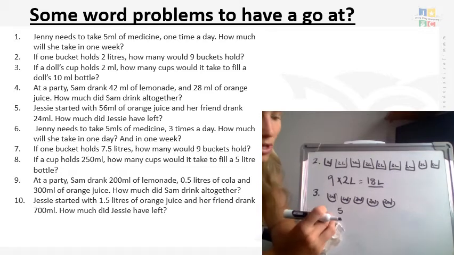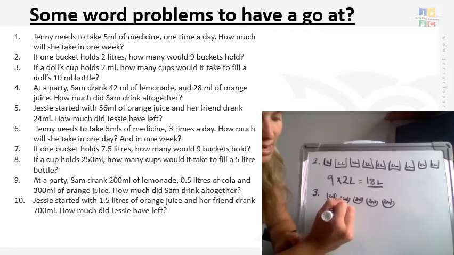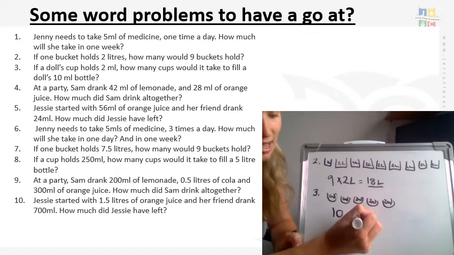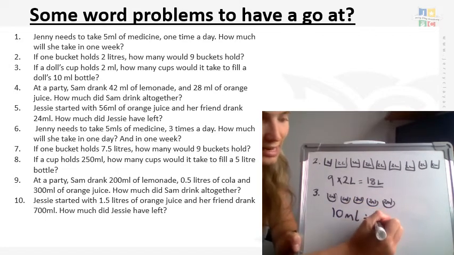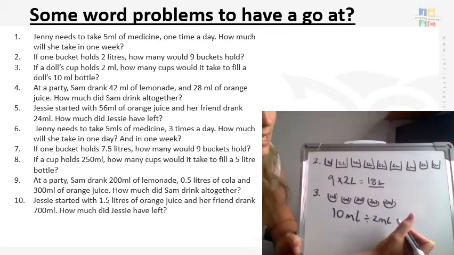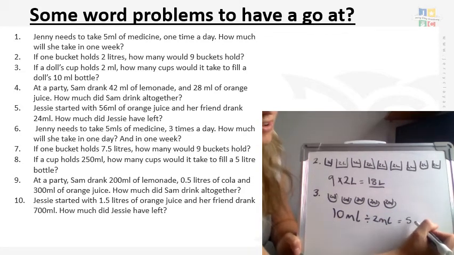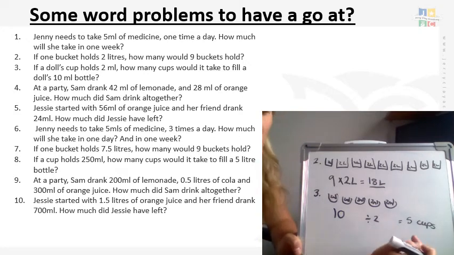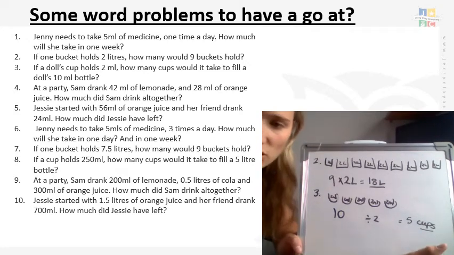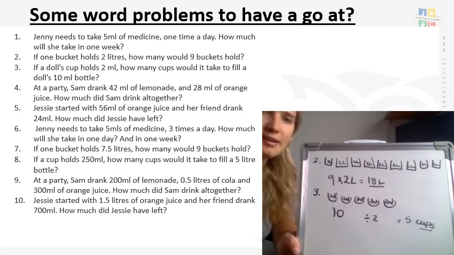Now to work it out, what you also could have done, I need to get to 10 millilitres. I've got each one holds 2 millilitres. So I could do 10 divided by 2, which will be 5 cups. You don't even need to put measurements in there. So I can see that 10 divided by 2, she would need 5 cups. And you must have said cups to show what the unit is.